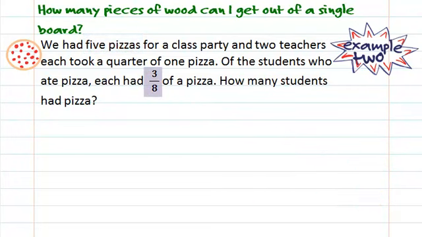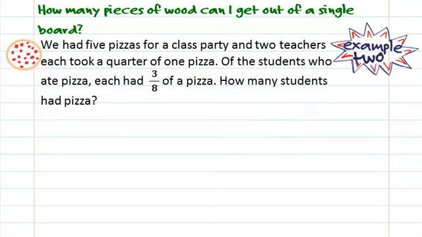Each student that ate had 3 divided by 8 of a pizza. The key thing to notice there is that it says 3 divided by 8 of a pizza, not 3 divided by 8 of all the pizzas. So we are looking for how many equal parts of 3 divided by 8 makes up 4½ or 9 divided by 2. So we need to divide.